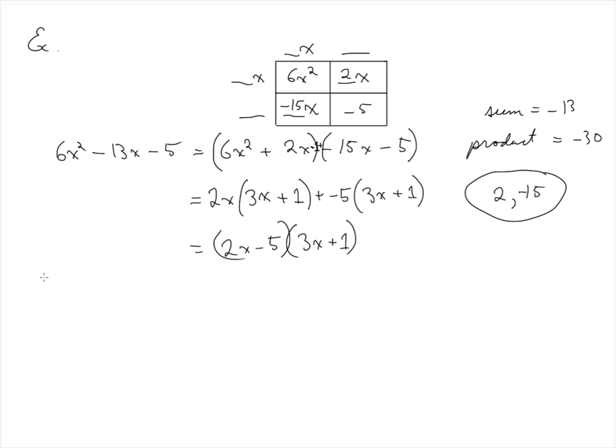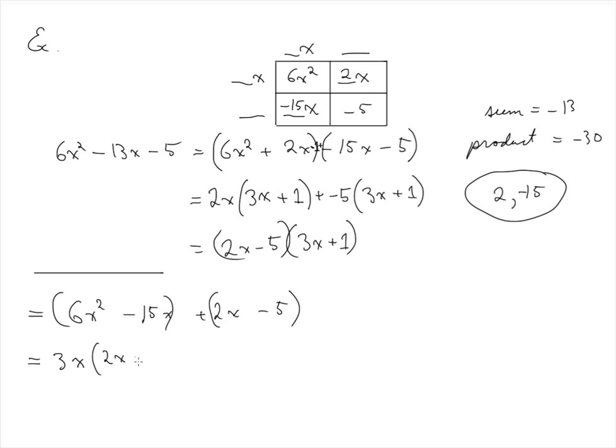Okay. So what if we had used minus 15 and 2 instead of 2 and minus 15? So let's try that. So let's go 6x squared minus 15x plus 2x minus 5. Okay, and then we'll again do our grouping. So here we can pull out a 3, but 15 is odd. We can't pull a 2 out. So this is going to be 3, and we can also pull the x out. So 3x times 2x minus 5 is what's left.